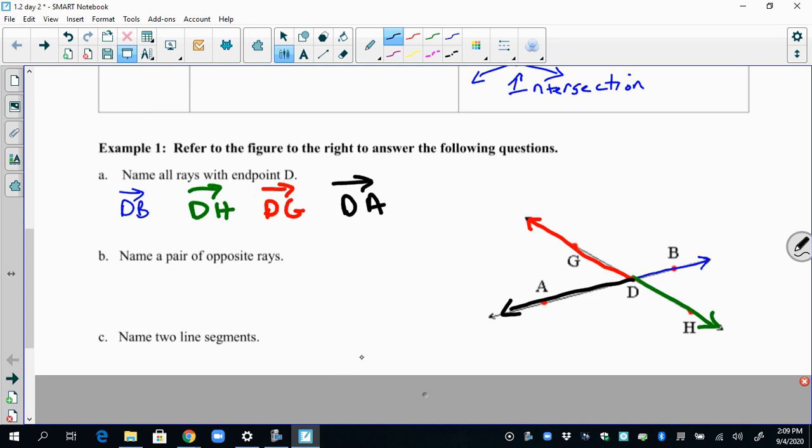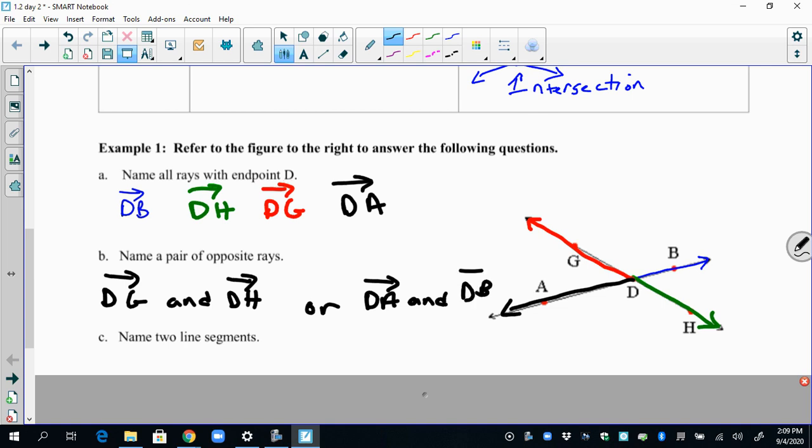Now, if I picked out a pair that would be opposite of each other, I need a pair that start with D. They have to have the same endpoint and go opposite directions. So I could say ray DG and ray DH. That's one possible answer. Or, what's the other possible answer? Ray DA and ray DB.